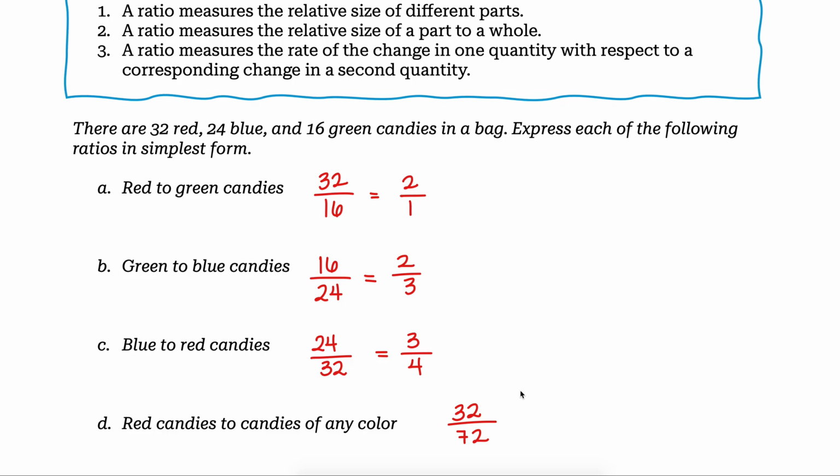In this case, you want to reduce it again. You hopefully can see that you can divide once again by 8 here. If not, you can do it in parts, divide by 2, divide by 2. But top and bottom are divisible by 8, and that's going to reduce down to 4 to 9.